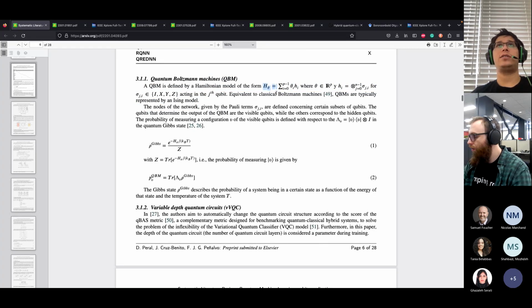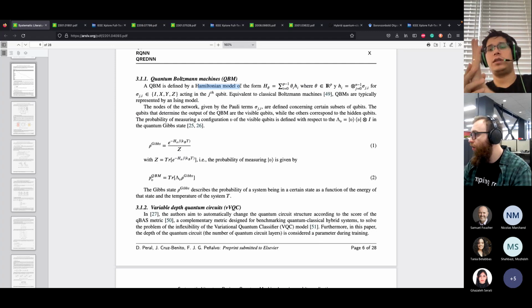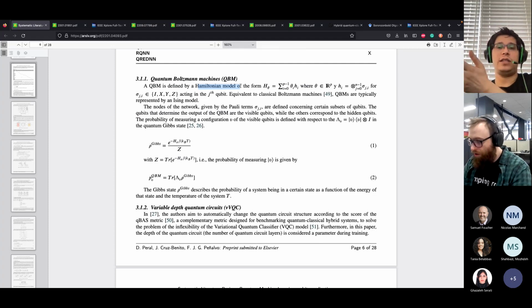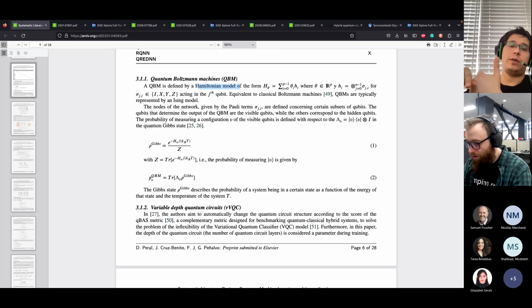So you have an H. H all the time means Hamiltonian. So that means it's going to be an observable. So you're gonna make a circuit, and then you run the circuit, and then you estimate this expectation value. Then you run the optimization over the parameters on the circuit.